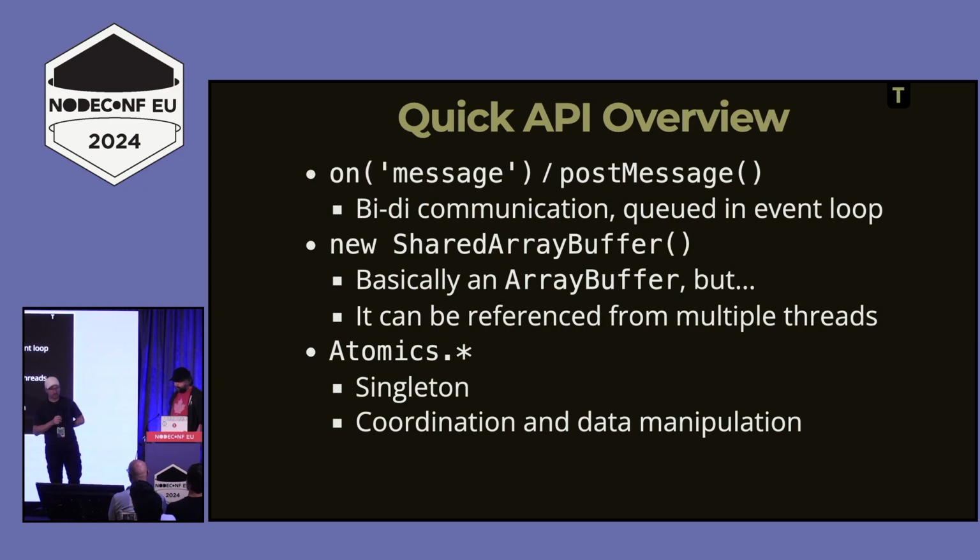We also have a SharedArrayBuffer, which is essentially an ArrayBuffer, except, as you could probably guess, it can be shared or otherwise referenced between multiple threads. This is just a bunch of memory that we're able to write to. And finally, we have Atomics, which is a global singleton. It's an object with a bunch of methods hanging off of it. There are basically two classes of methods available on it. One is data manipulation, and the other is used for coordination.